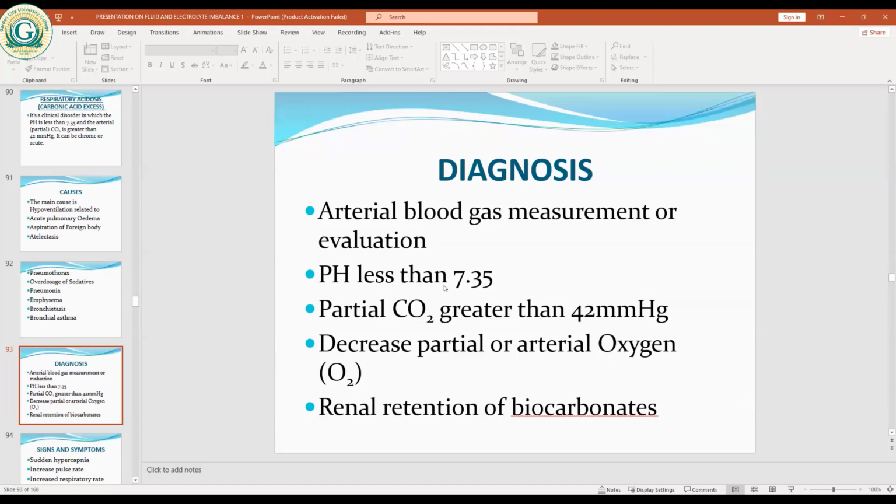We have diagnosis here. We have arterial blood gas measurement or evaluation, because we are talking about respiratory acidosis. So we have pH less than 7.35. Partial pressure of carbon dioxide is greater than 42 millimeters of mercury because of the acidosis. We are in an acidic medium, so we should have lower pH values. And we have decreased partial pressure of arterial oxygen and renal retention of bicarbonates.